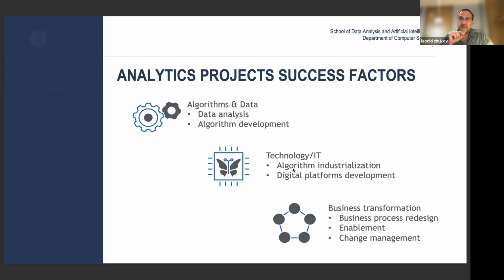So these are all three steps, and in fact, from a real-life perspective, probably 20% of the effort goes into algorithm development, 30% into technology and IT, and 50% goes into actually making the business use what you build. But without this first step, nothing else is going to happen. So it is extremely, extremely important.